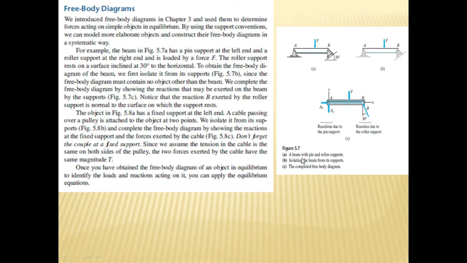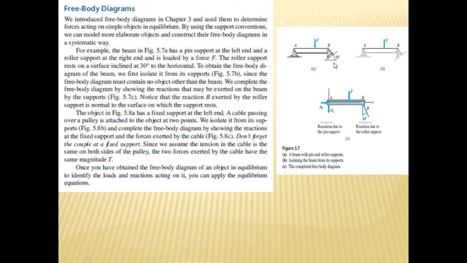A is a beam with pin and roller supports, B is isolating the beam from its supports, and C is the completed free body diagram, with Ax, Ay, and the roller reaction. Just as I told you: the pin support at the left end and the roller support at the right end, loaded by a force F. The roller support rests on a surface inclined at angle 30.